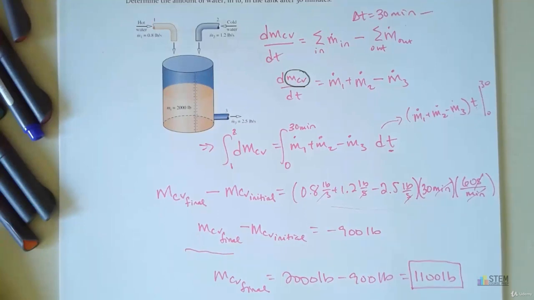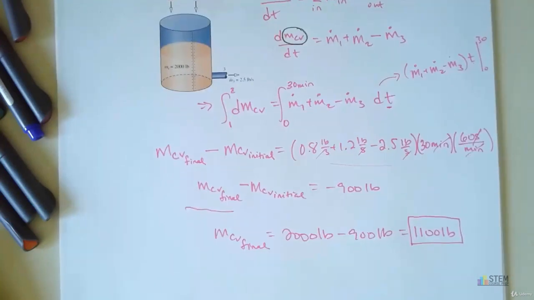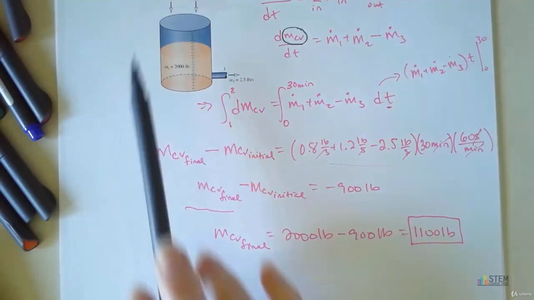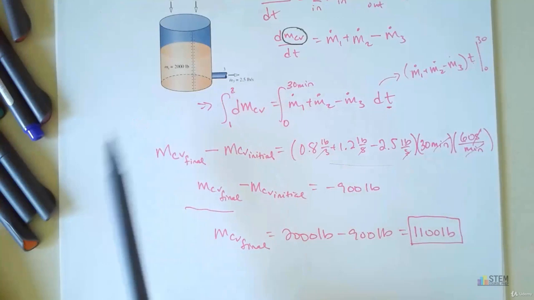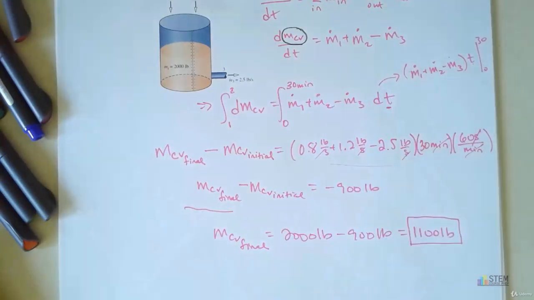Okay, so there's an example on how to use this equation, how to find your inlet flows, your outlet flows, put them together, look at the conservation of mass.